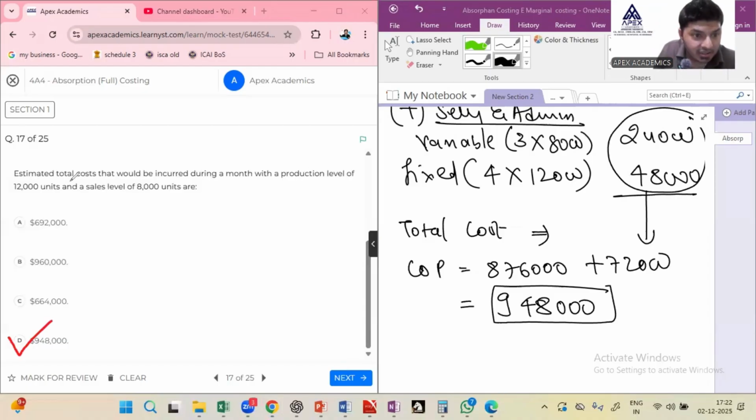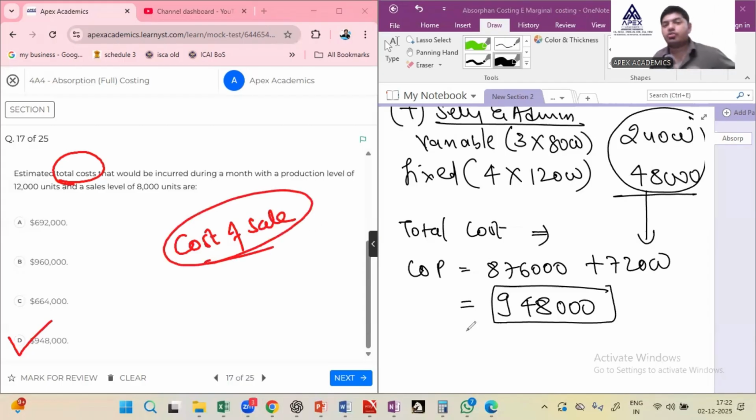Remember, they are asking you the total estimated cost which will be incurred in production. They are not asking you your cost of sale. Please try to understand over here. One thing needs to be clarified over here.